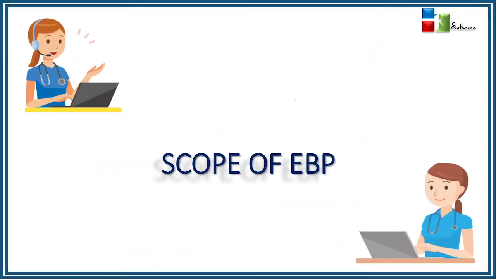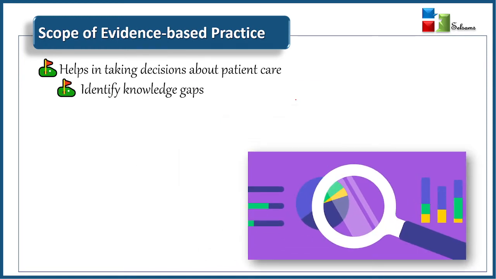So what is the scope of evidence-based practice? It helps in taking decisions about patient care. It identifies knowledge gaps. What do you mean by knowledge gap here? It means certain information is known only by people in higher authority, and the grassroots people will not be able to know about it. But here, evidence-based practice is the one which is shared with all, and it has to be.